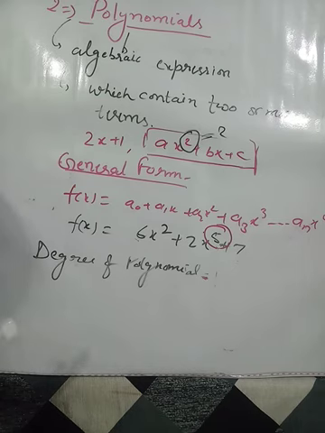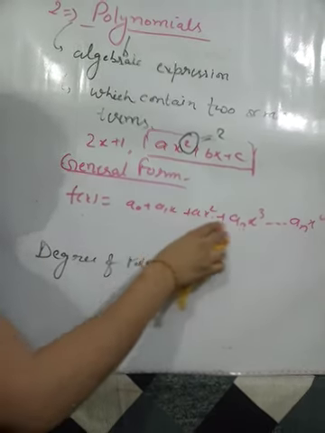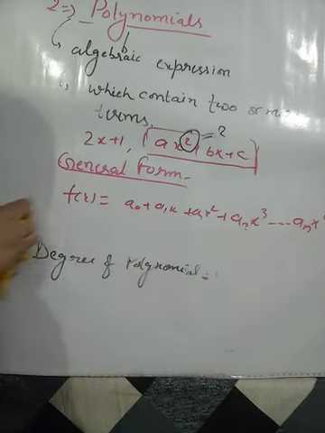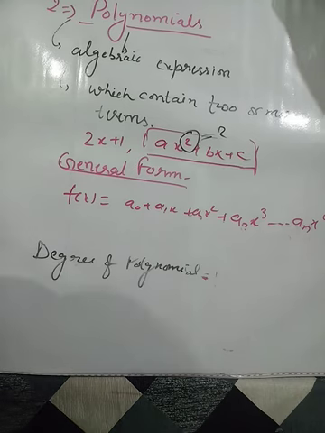नाउ सम कम द टॉपिक. तो व्हाट डू यू अंडरस्टैंड? डिग्री ऑफ पॉलिनोमियल, the highest power of a polynomial expression is called the degree of the polynomial. And now come under some equations: linear equation, quadratic equation, cubic equation.